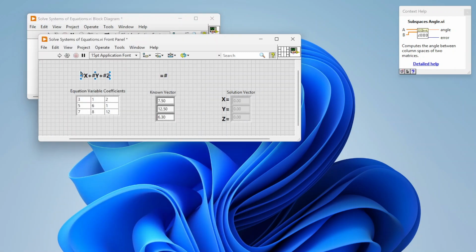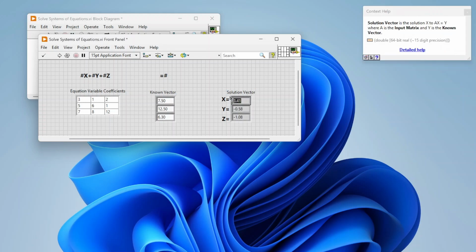Let's run it, and there you go. Really quick and easy, and it lets us know that x needs to be 3.41, y needs to be negative 0.58, and z needs to be negative 1.08, and that will satisfy all 3 of these equations. So that's how you can solve systems of equations in LabVIEW. Thanks for watching.